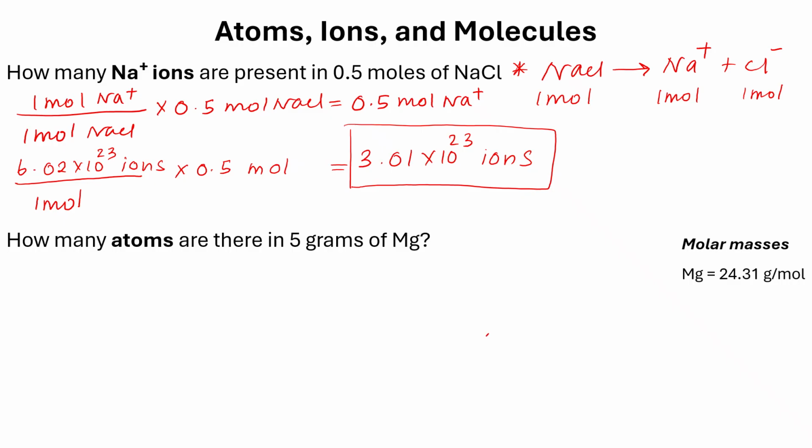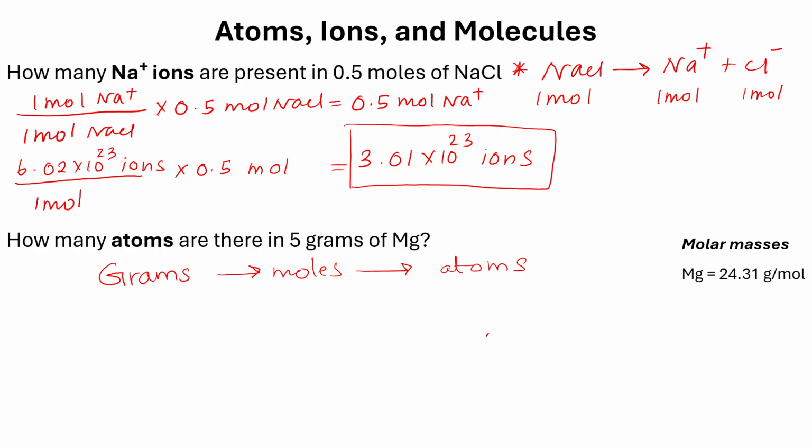Next, how many atoms are there in 5 grams of magnesium? So we know Avogadro's number has a connection between moles and atoms, molecules, ions or particles. Now you are given grams. So we have already discussed the molar mass. Therefore, first you take the grams and convert that into number of moles, and then you can calculate how many atoms there are. Since there is no direct conversion between grams and atoms, you have to go through the number of moles.